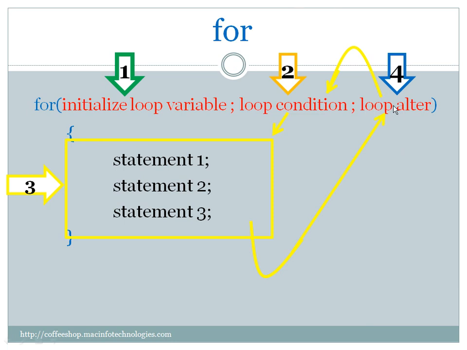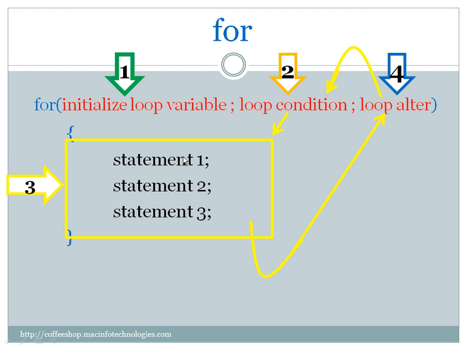Once the loop variable is altered, it goes to step 2 and checks the loop condition again. If the condition is true, it goes to step 3 and then to step 4. Again loop altering takes place and again it goes to step 2 and the loop condition is checked. If the condition is true, it goes to step 3, and if the condition is false, it will skip all the statements in the for block, that's inside the curly braces, and goes out of the block, and any statements after the block will be executed.